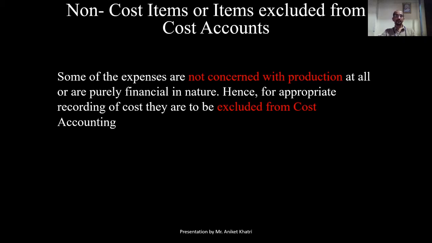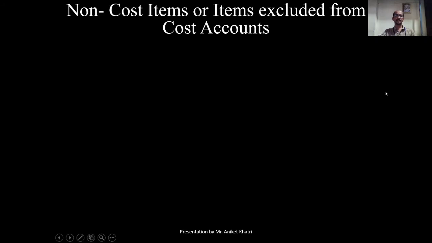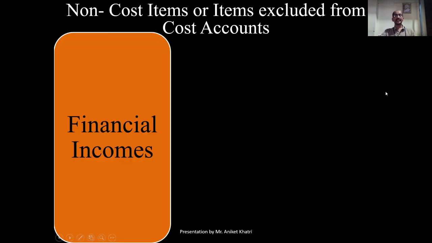While we are solving cost sheet problems, this information is very essential for us, because if we include these items in our cost sheet, ultimately our solution will be wrong. So let us see what examples there are in the non-cost items. They are grouped in 4 categories. Let us see one by one. So first is financial incomes.